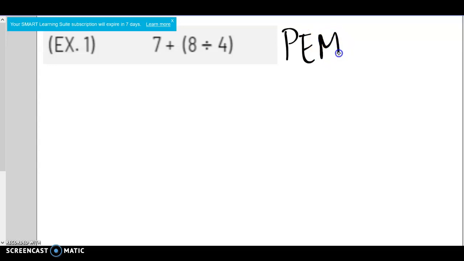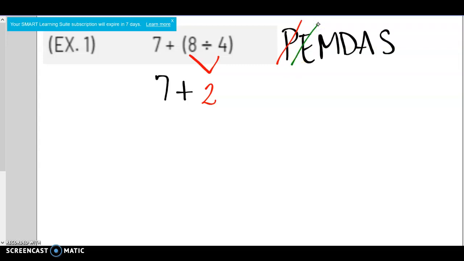So when we simplify, we want to use order of operations, and we use PEMDAS to guide us. So we start with parentheses. Here are some parentheses. 8 divided by 4 is 2. We bring everything else down. Then the next one is exponents. There are no exponents. Then we have multiplication or division. There is no multiplication or division. And then we have addition and subtraction. We do have that, and we're going to do those operations from left to right. So we start with the 7, and 7 plus 2 is equal to 9.